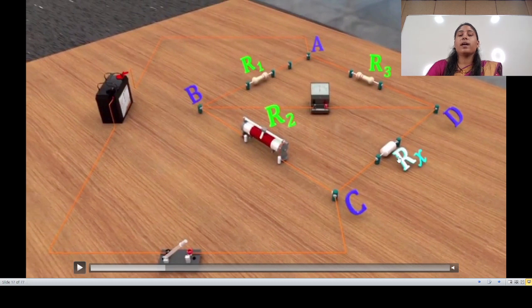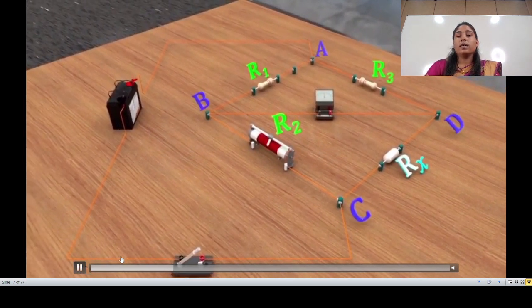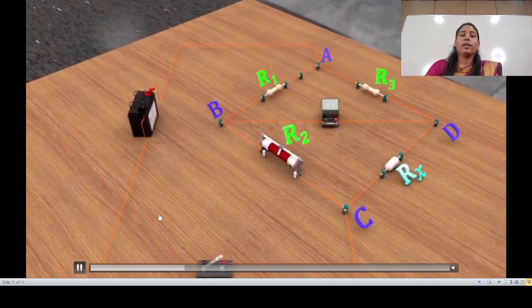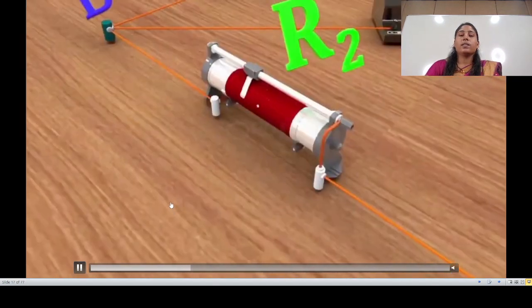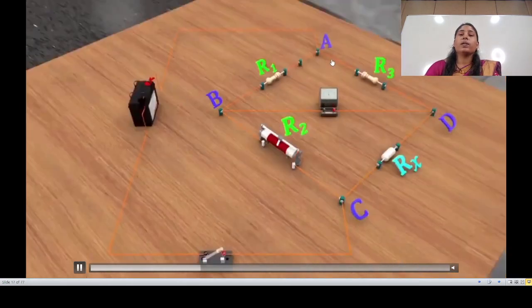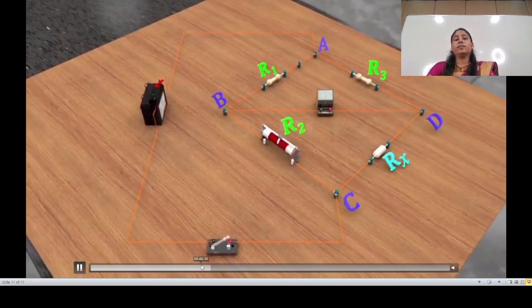Then R2 is a rheostat, Rx is the unknown resistance, and between B and D there is a galvanometer connected. Here a tap key is connected between the negative terminal and point C. When we close that key, we will see the particular result. So R1, R3 are known resistances. The rheostat is variable. With the help of the rheostat, we can deflect the galvanometer. See that figure.